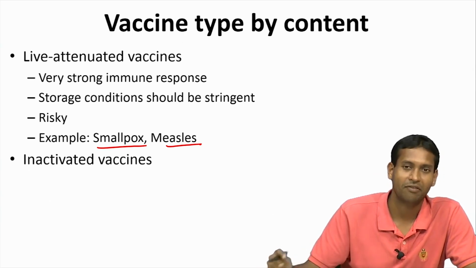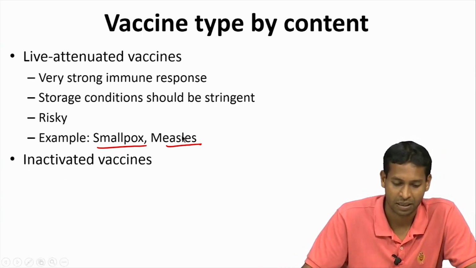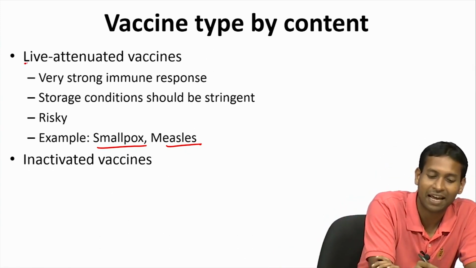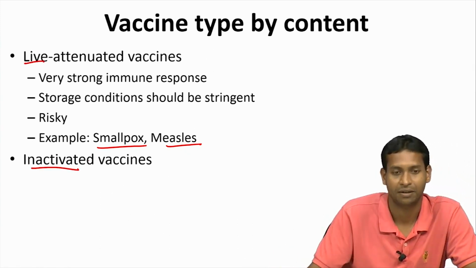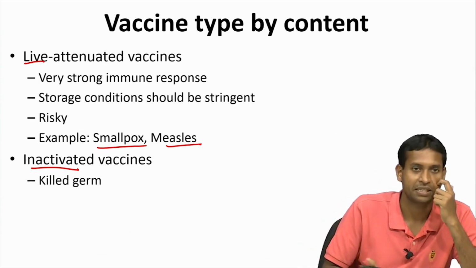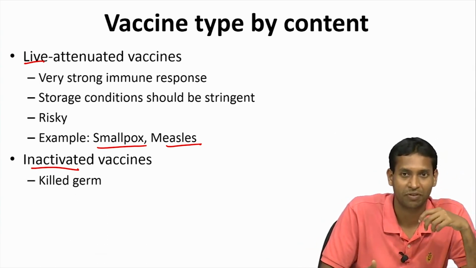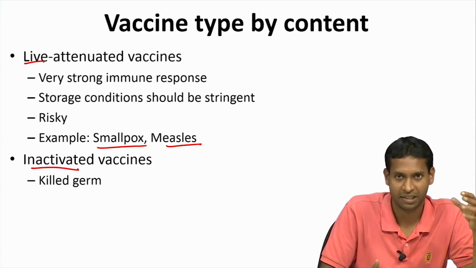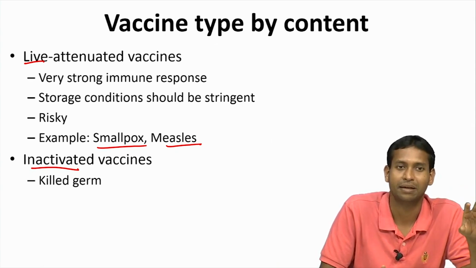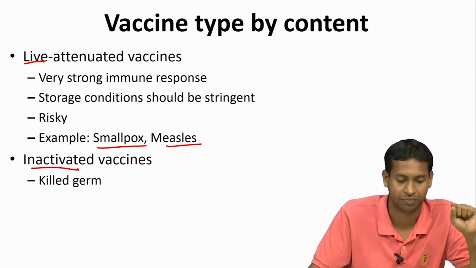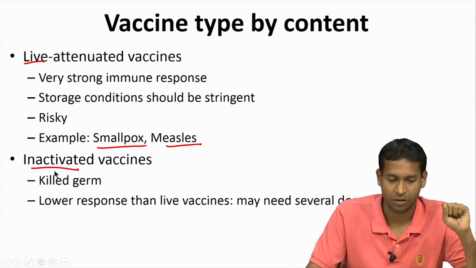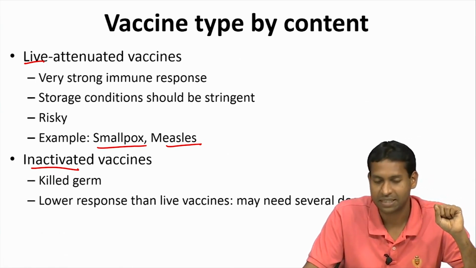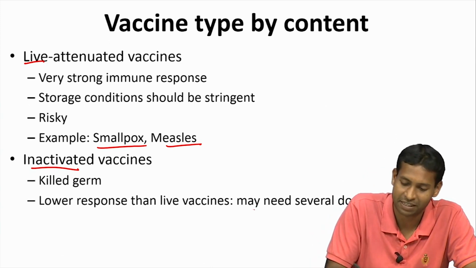The other example is an inactivated vaccine. As the name suggests, in this case it is not alive anymore, it is inactivated, which means that you have either killed the germs, or maybe you have heated them to such an extent that they have all died, or you have treated them with certain agents so that they have died, they cannot really come back alive. So, of course, they have a lower response than the live vaccines. Sometimes they may need even several doses.